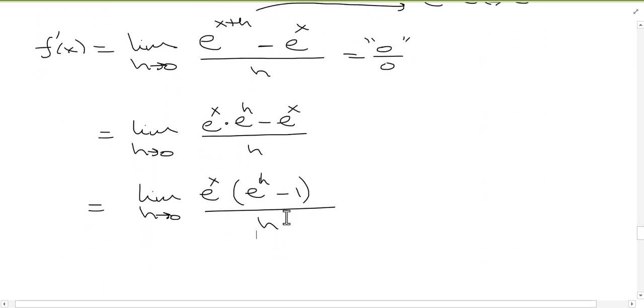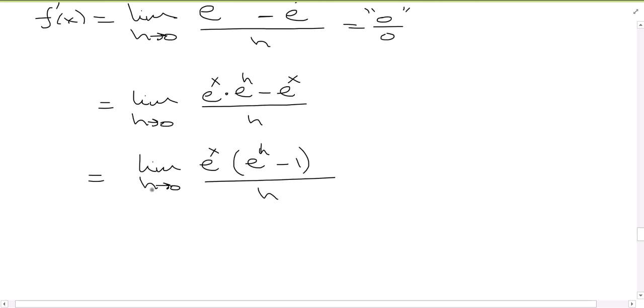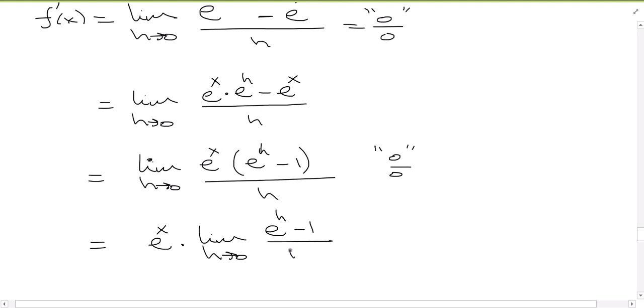But now I'm still a little stuck, because as h goes to 0, if I plug it in, e to the 0 will be 1. So 1 minus 1 is 0 over 0. So I still have 0 over 0, and I have no more algebra to do. Since this is the limit as h goes to 0, the x is not being affected. So we can think of it almost like a constant, right? h is the thing that's changing. So I'm going to say this is e to the x times the limit as h goes to 0 of e to the h minus 1 over h.